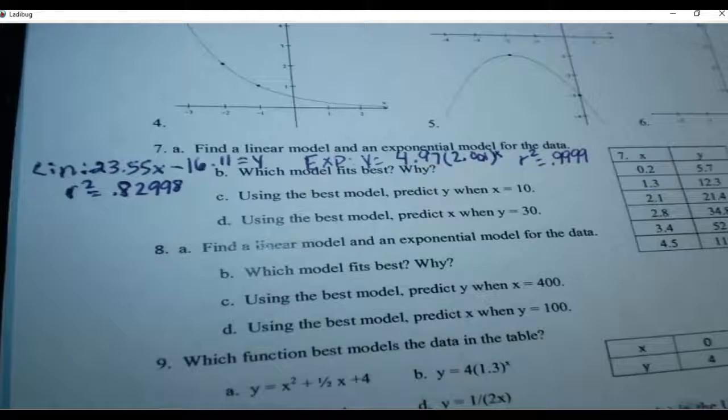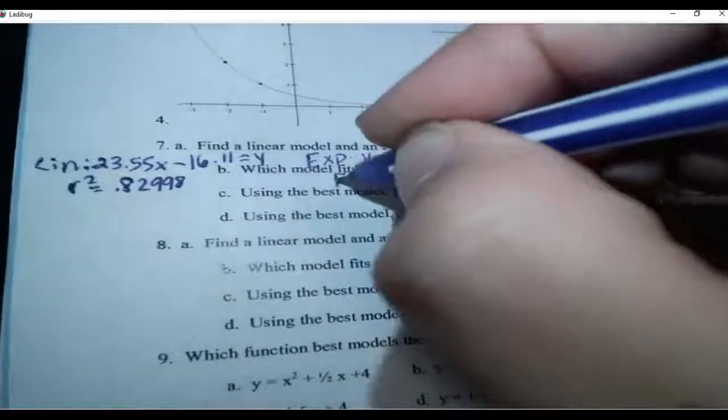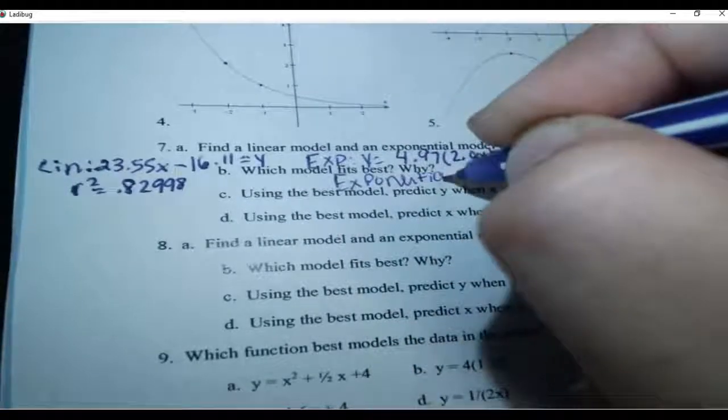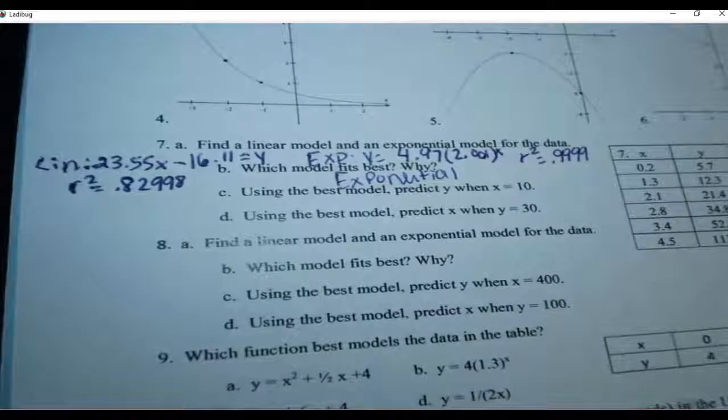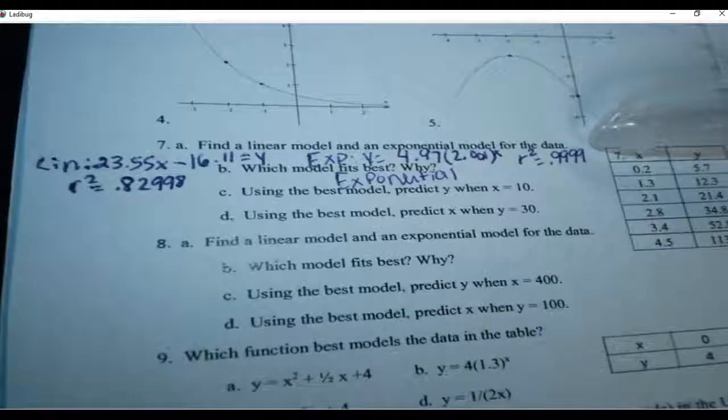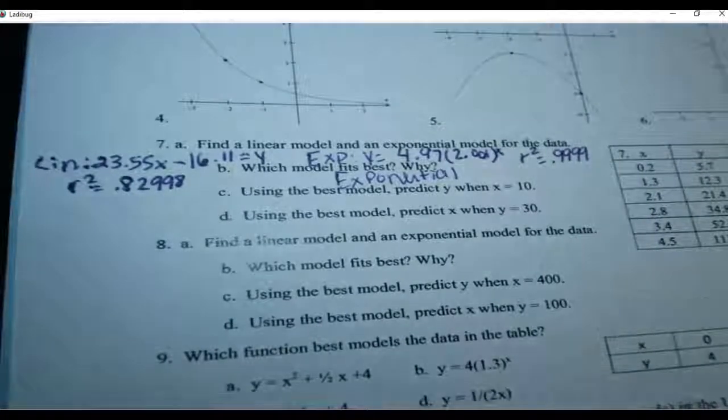So which one matches the data better? Which r squared is closer to 1? Exponential, yeah. So exponential. Good. And again, you want that r squared to equal 1. So this one is pretty close to what it should be.